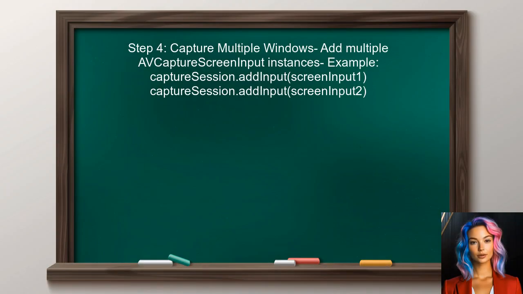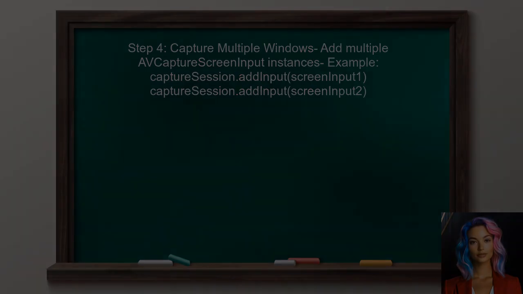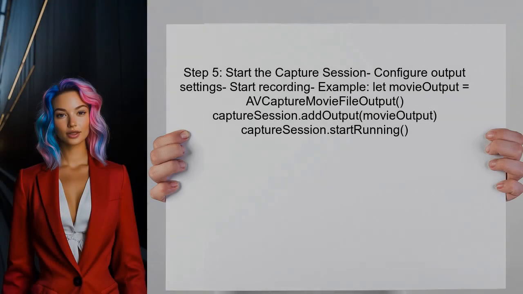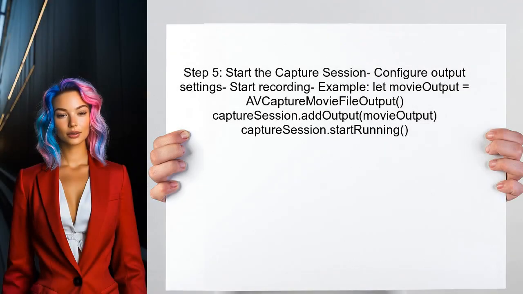If the user wants to capture multiple windows simultaneously, they can add multiple AVCaptureScreenInput instances to the same session. Each input should correspond to a different window. Finally, the user should start the session and handle the output. This includes configuring the output settings and starting the recording process.